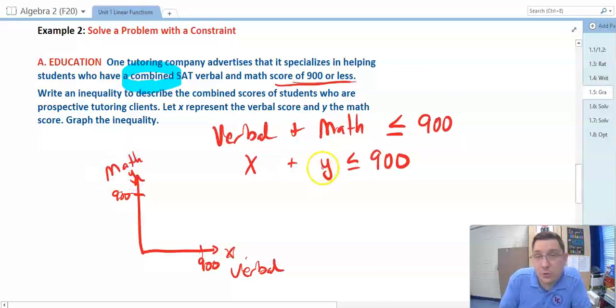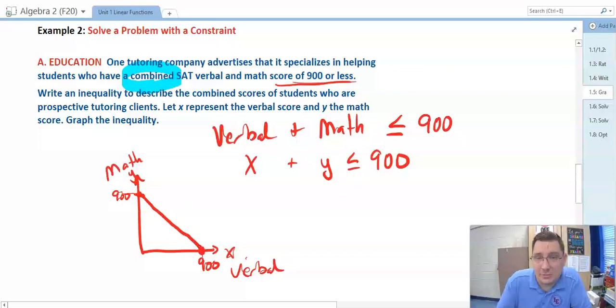And if I plug in 0 for Y, that means my X-intercept is at X comma 0, right? And so when I put that 0 there, I get X is 900. So my X-intercept is 900. And when I do the same for the Y, I get that the Y-intercept is 900. It is equal to, so my line will be solid, and I will draw this line.